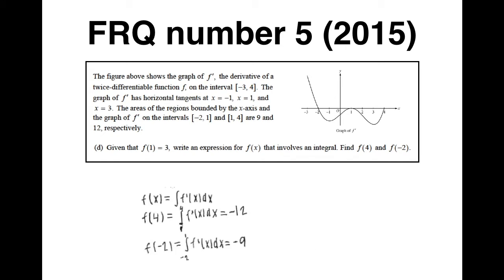The second student wrote this: f of x equals the integral of f prime of x dx, and forgot the initial condition. So there should be 3 plus this integral. Therefore, the answers here are going to be wrong, and that student only earned 1 point for stating that it's the integral of f prime of x dx, but lost the point for f of x being correct, and then could not earn the points for the values f of negative 2 and f of 4.